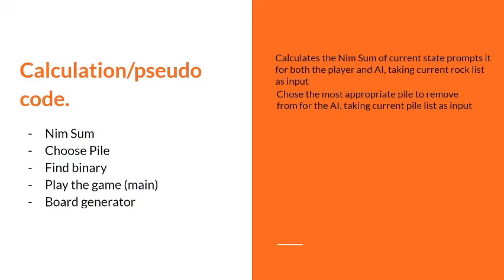Then it will choose the pile to remove from. What this does is it takes a list of piles and decides the most appropriate one to remove from. And find binary. What this does is it will do two things. The first one is to convert each list into a binary number so that it's better for the machine to recognize which pile is best to remove from, and also the number of options available from each pile.